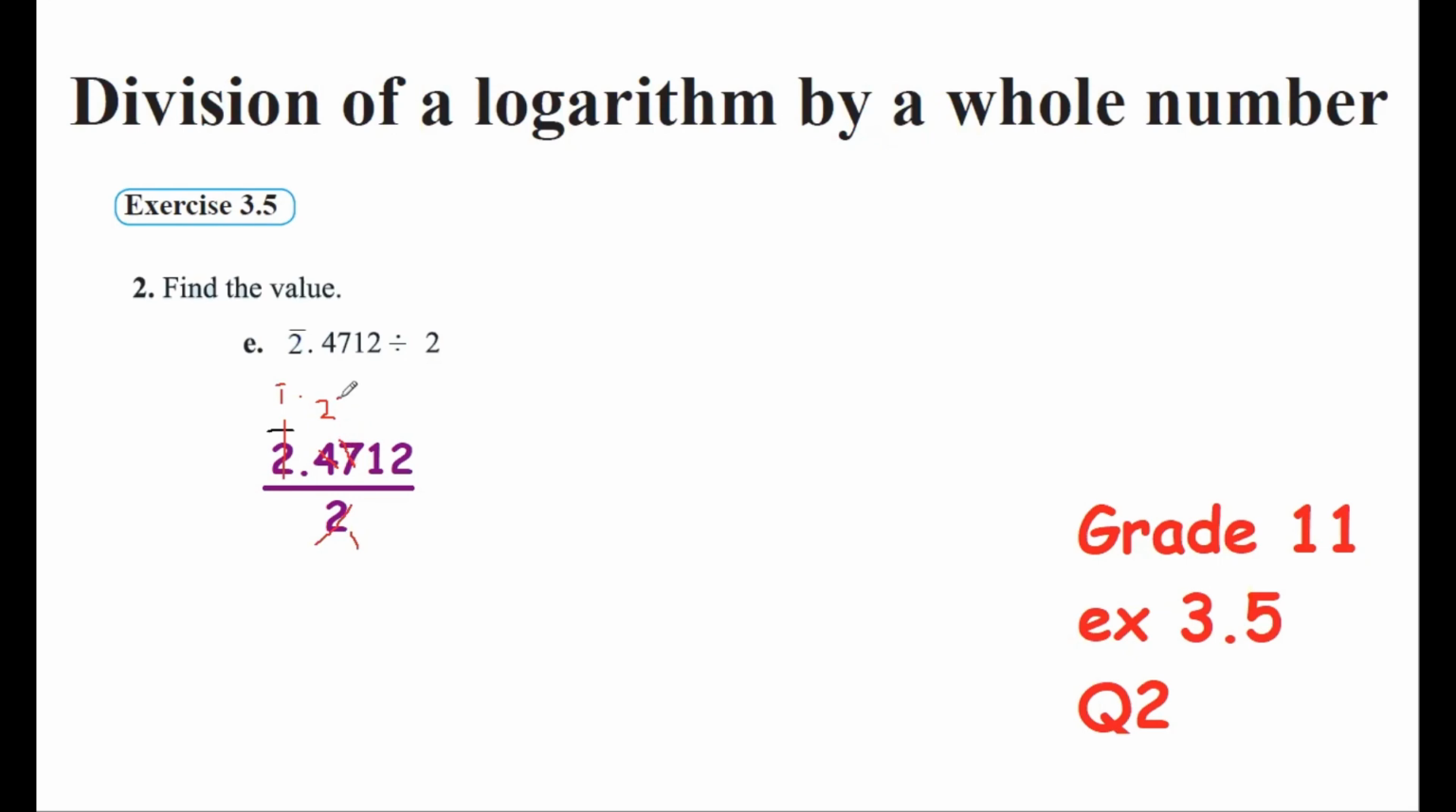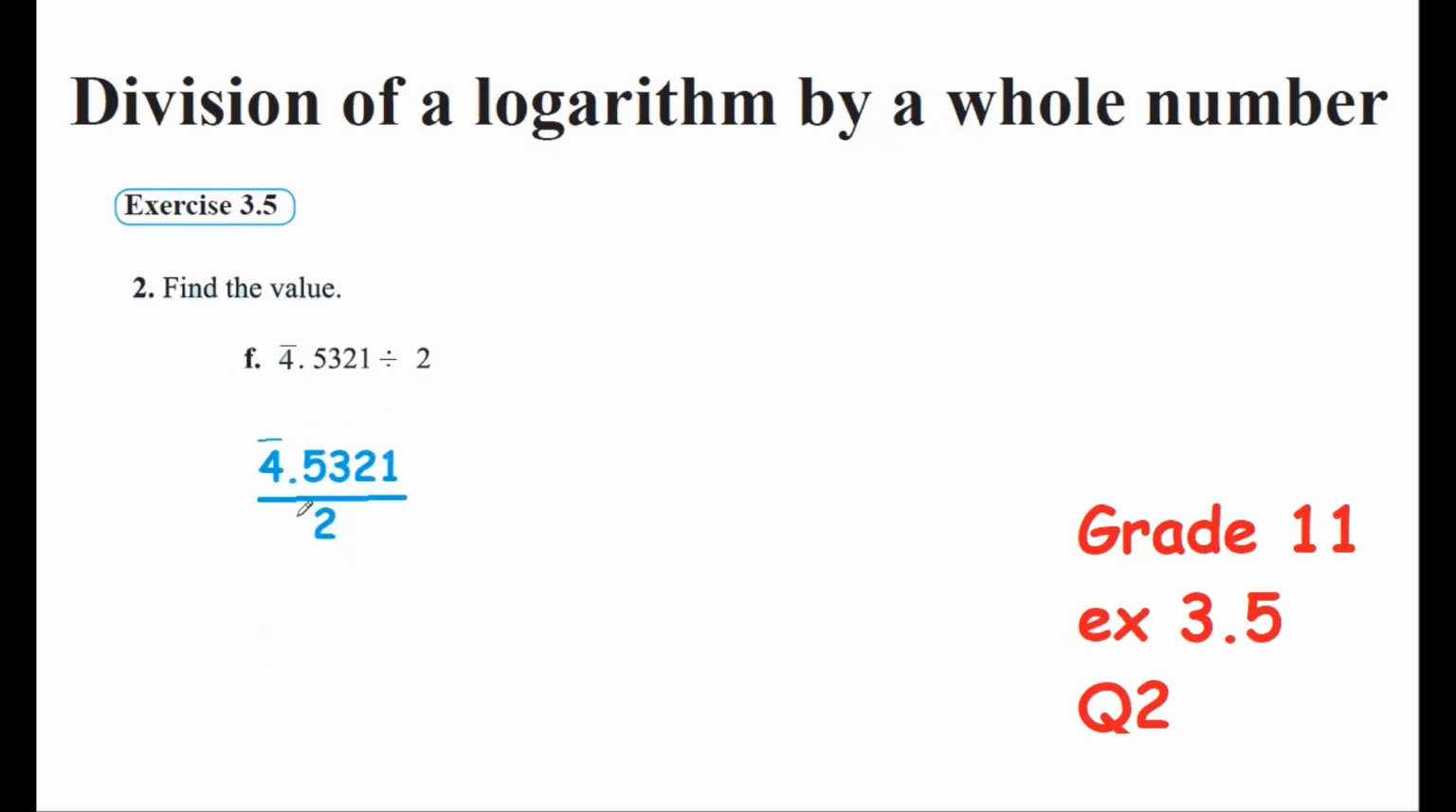2 times 3 is 6. And the remaining 1 we write it here so that you have 11. 11 divided by 2 is 5. There is a 1 remainder. So there will be 12. So 12 has 6. So we have the answer as bar 1.2356.